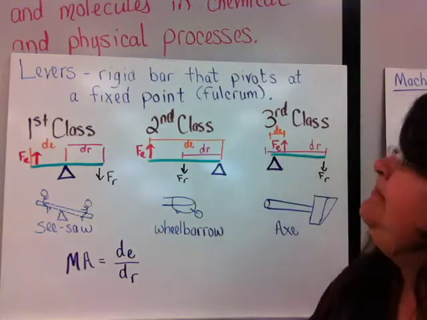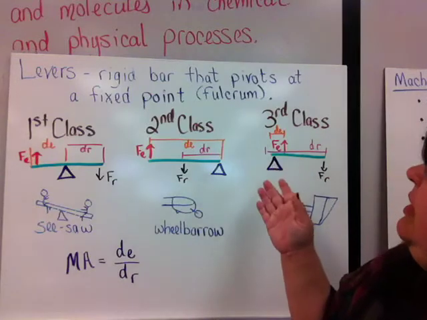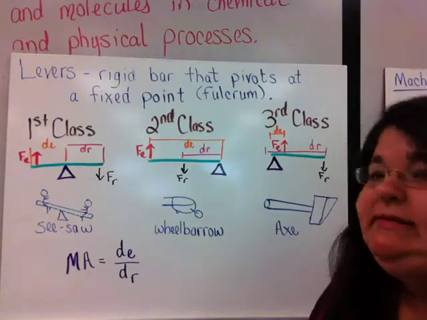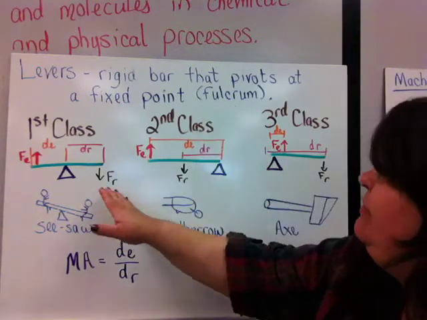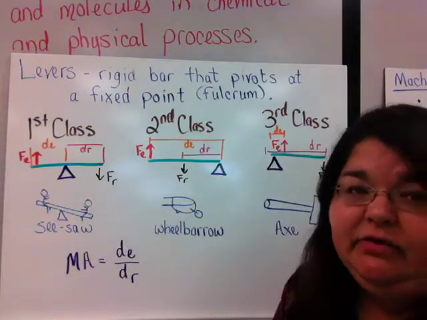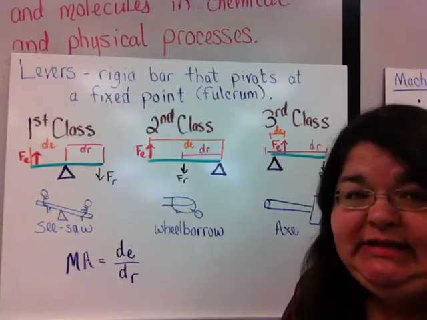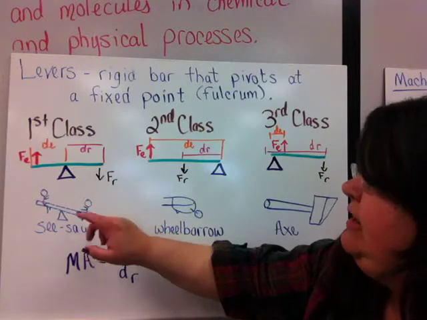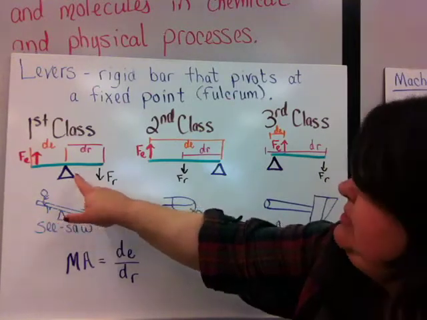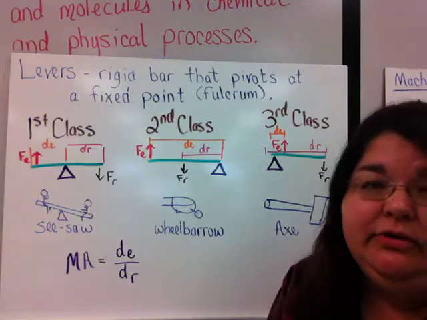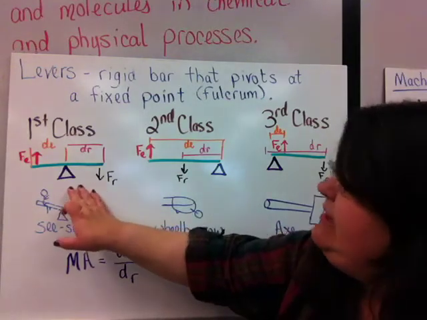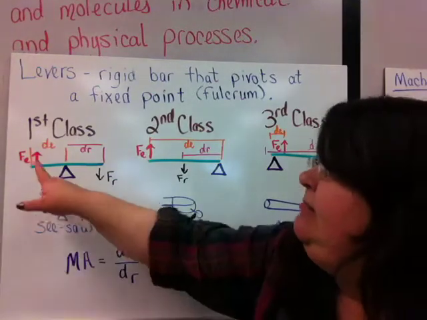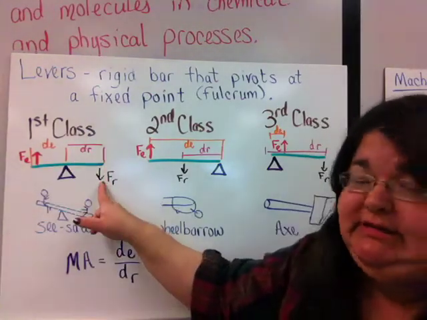Now we have levers. Levers are a rigid bar that pivots at a fixed point. Now, that fixed point is called a fulcrum. We have 3 different classes of lever, and all of these are simple machines, but they work a little different. The first class lever has the fulcrum. This purple triangle in each of the pictures is the fulcrum. In the first class lever, that fulcrum is in between my effort force and my resistance force.